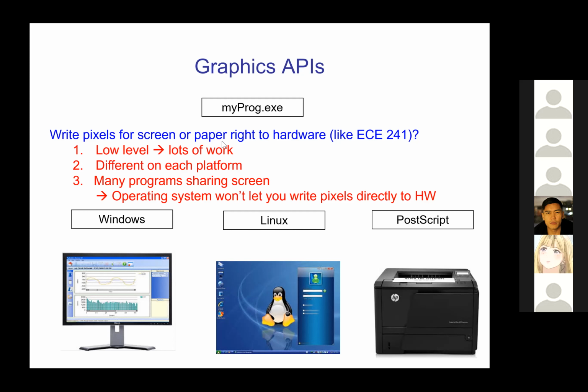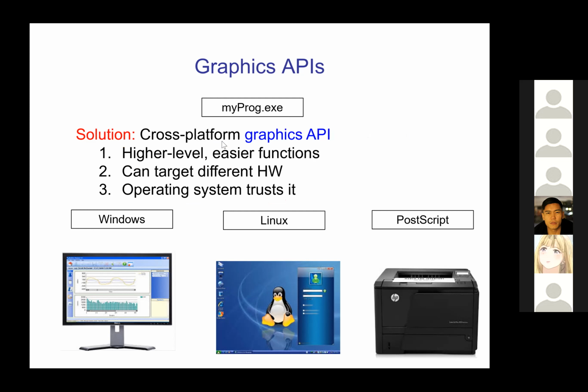And then the last thing is that you have many programs sharing the screen in a modern computer. So the operating system will not allow you to write pixels directly to the screen. It'll actually kill your program if you try to do that because you're a security risk. You're in a shared environment. You're not allowed to do that. So you don't do that. What you do instead is we're going to use a graphics API, an application programming interface that talks to the hardware for you.